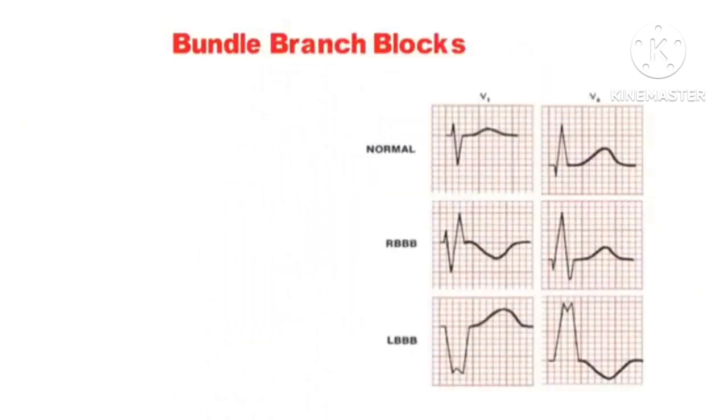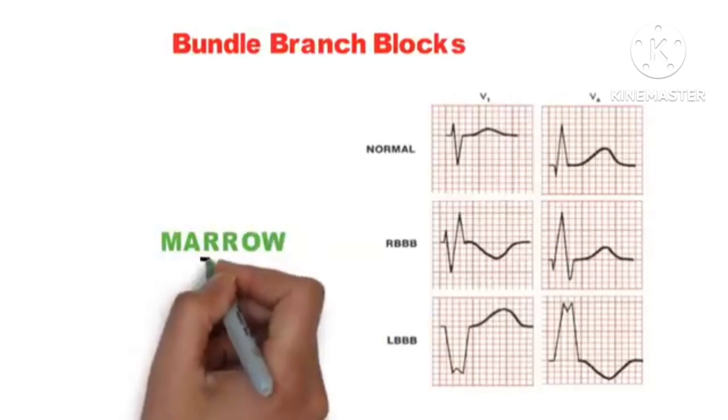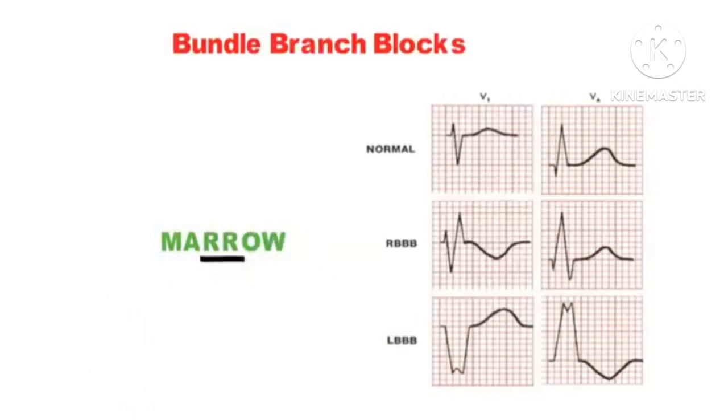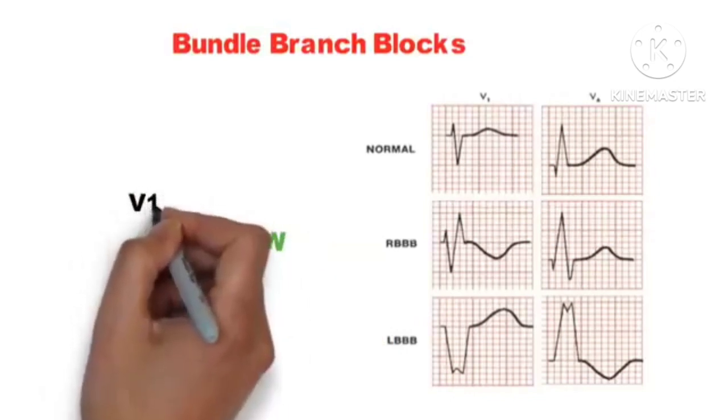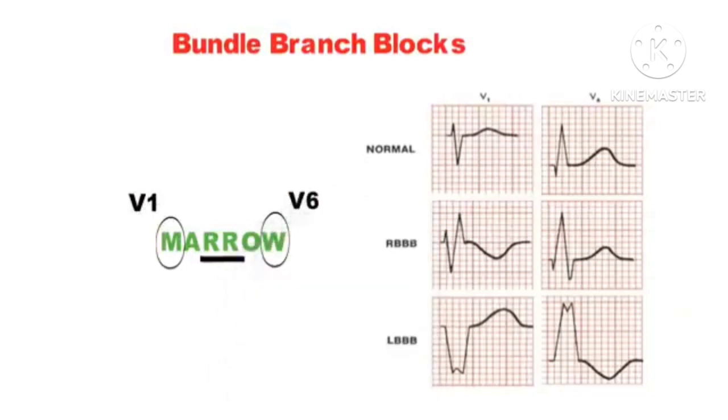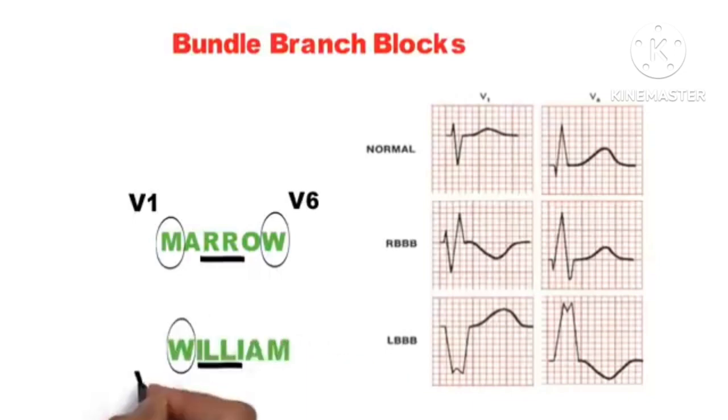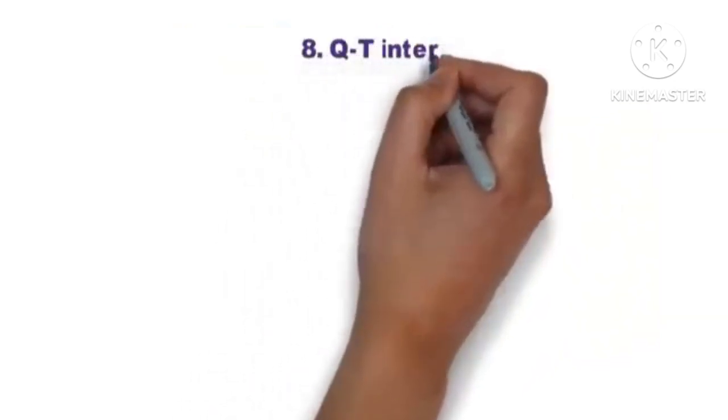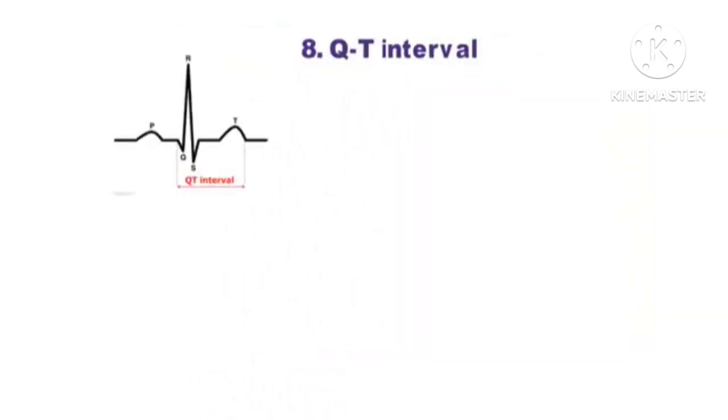In RBBB, there is M pattern in V1 and W pattern in V6. You can remember it with a mnemonic MARROW, where double R is for RBB and M in V1, W in V6. Similarly, you can remember ECG of LBBB by a mnemonic WILLIAM, where W pattern in V1 and M pattern in V6 is present.